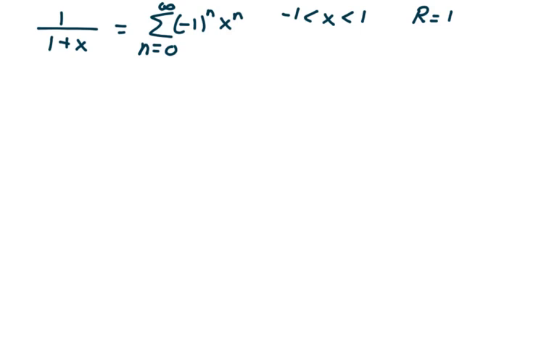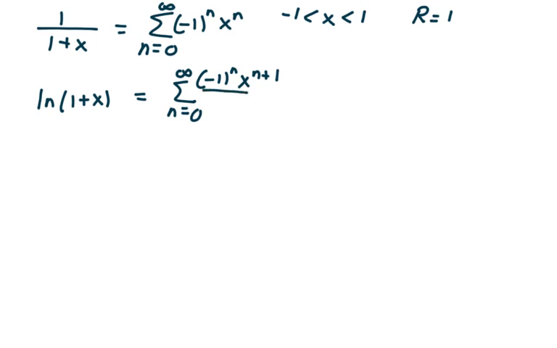Now, natural log of 1 plus x. This is going to be equal to the summation from n equals 0 to infinity of negative 1 to the n, x to the n plus 1 divided by n plus 1. And the radius of convergence for this series is also going to equal 1.